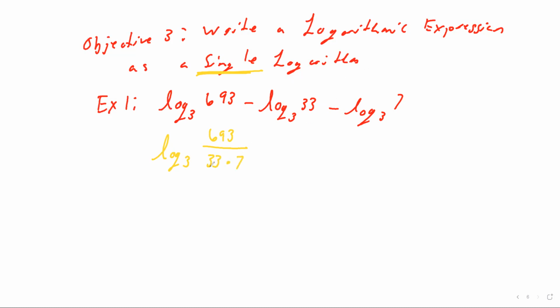Now you're like, that's subtraction. That's supposed to be division. In this situation, this would indicate multiplication on the bottom of the fraction. All right, so when we do this, I end up getting log base 3 of 693 over, let's see if I can do this in my head. 7 times 3 is 21. Bring over the 2, that'd be 231.